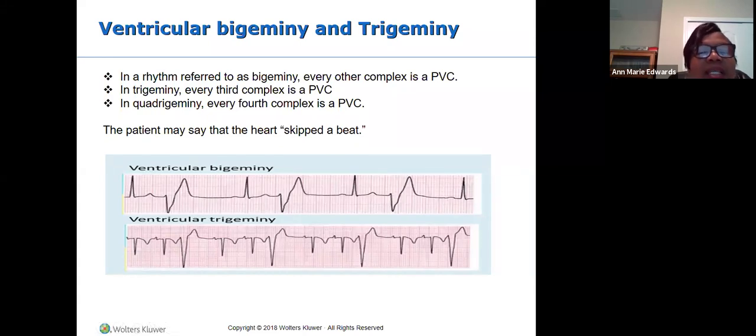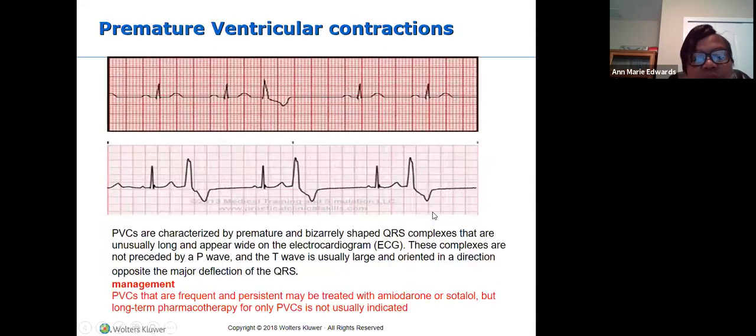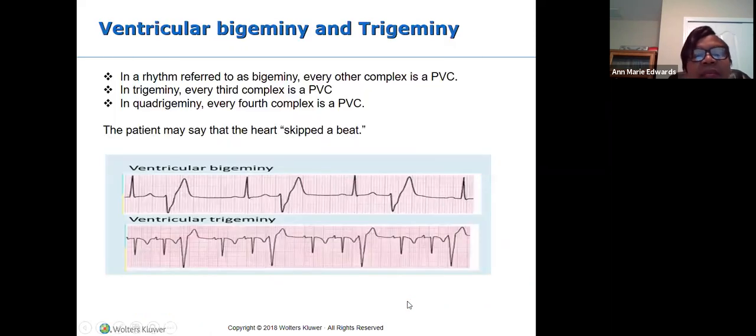The patient may say that their heart skips a beat when they have this trigeminy. Again, your treatment will be your amiodarone, sotalol, okay? And these rhythms can be dangerous because patients can progress to having ventricular tachycardia when they have so many PVCs.